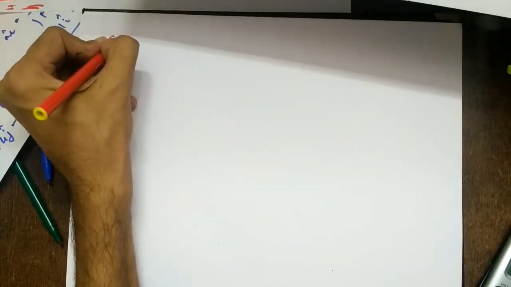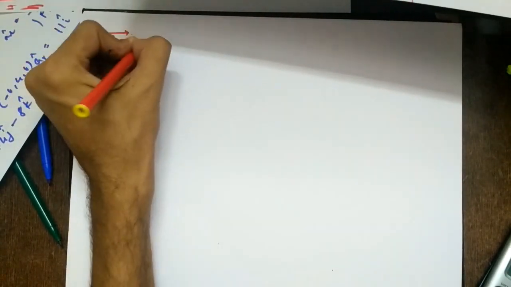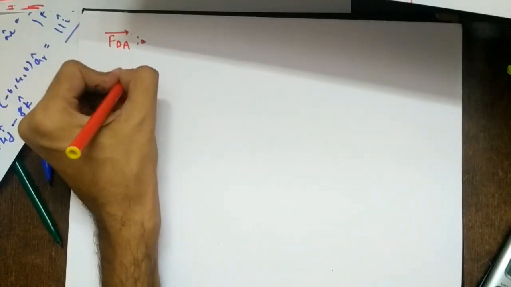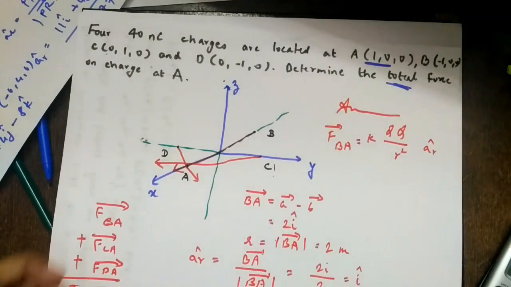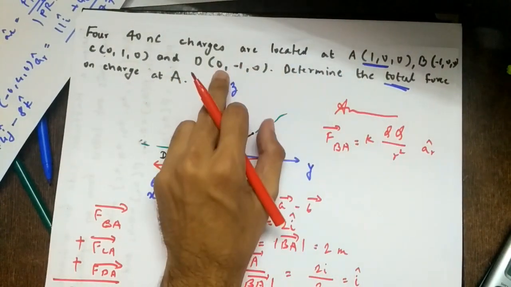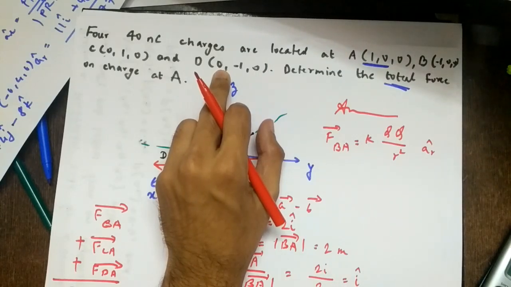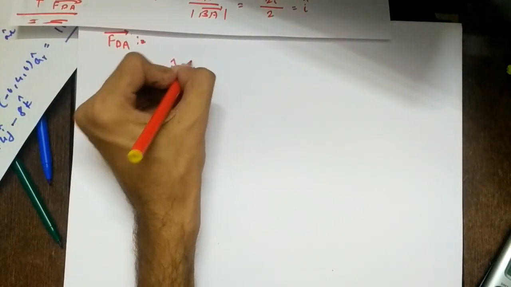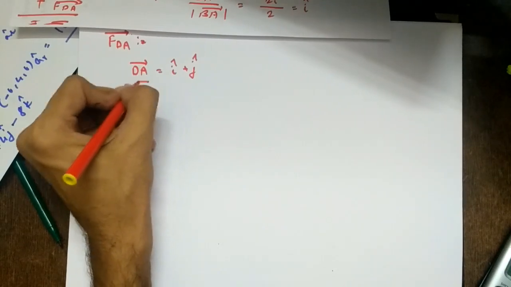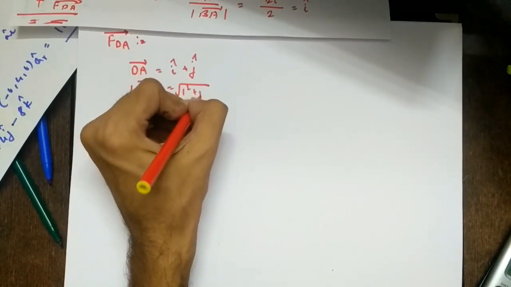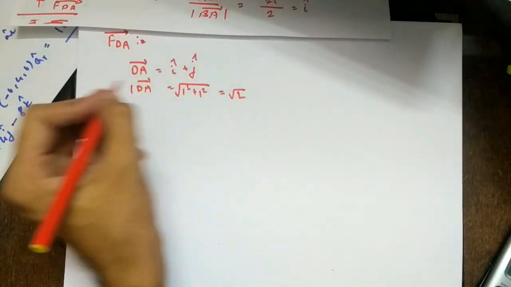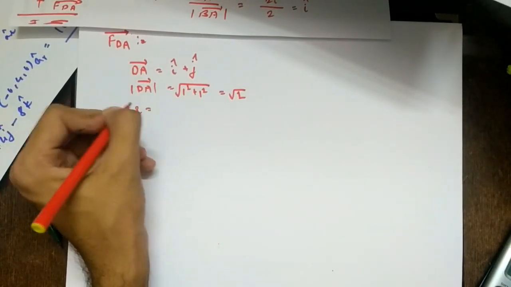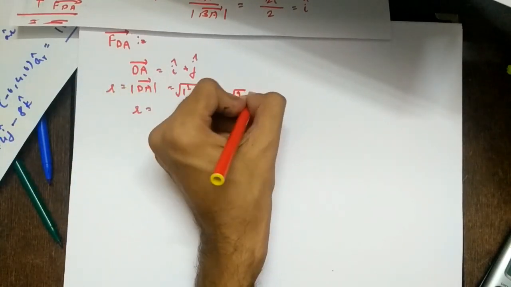Similarly, what we have to find? FDA vector. So for that we'll require DA vector. So what will be DA vector? A minus D. So I minus of minus J. So I plus J. So DA vector is I plus J. So magnitude of DA vector is square root of 1 square plus 1 square. So root 2. And this is nothing but R. So this is root 2 meter.